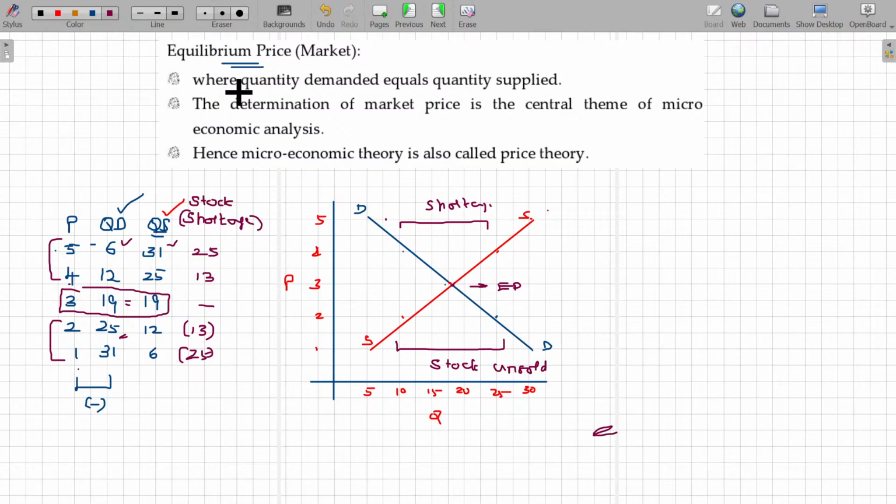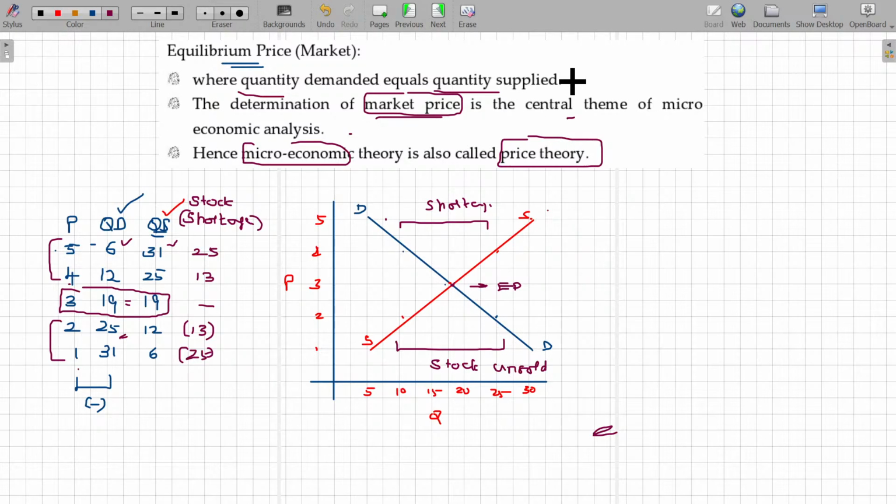So equilibrium price is nothing but where quantity demanded equals quantity supplied. The determination of market price is the central theme of microeconomics. Our idea in microeconomics is to decide the market price, at what rate it can be fixed so that all the produced items will be demanded. There will be neither shortage nor oversupply. Hence microeconomics is otherwise called price theory: price determination under different markets.